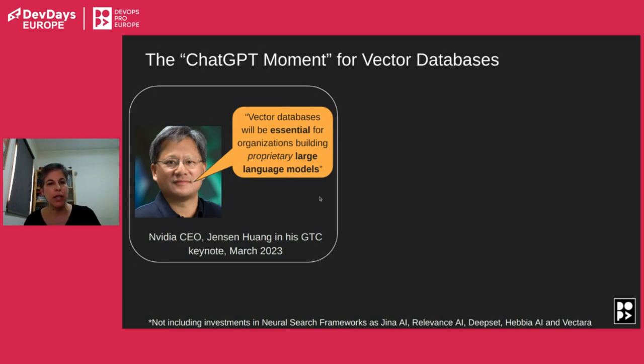So generative AI is anything that generates content, maybe code or music or images or text like ChatGPT. And when it generates text, we call it an LLM, or large language model. So vector databases will be essential for organizations building proprietary large language models. This is what the CEO of NVIDIA said in the last GTC, GPU Tech Conference, just 2 months ago.